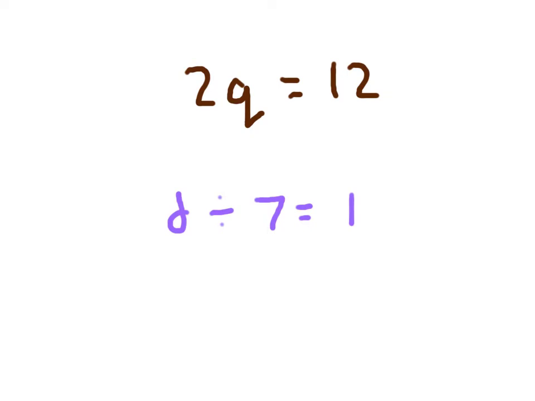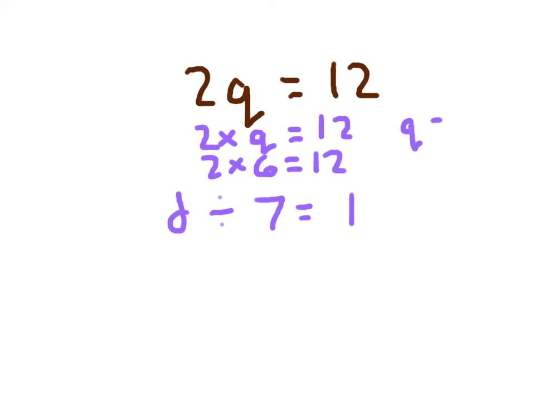2q equals 12. 2 times q equals 12. 2 times what equals 12? 2 times 6 equals 12. So that q equals 6 is our solution.